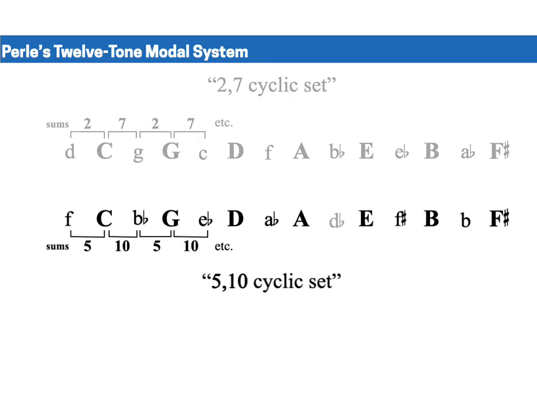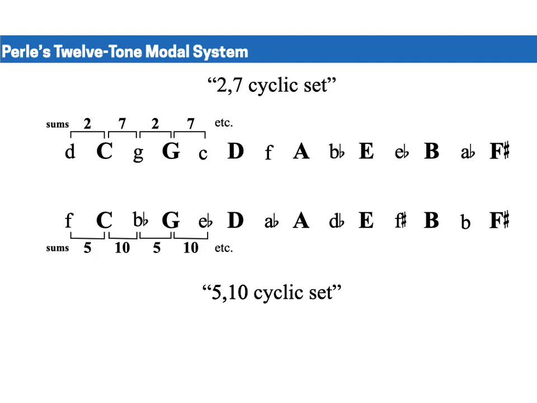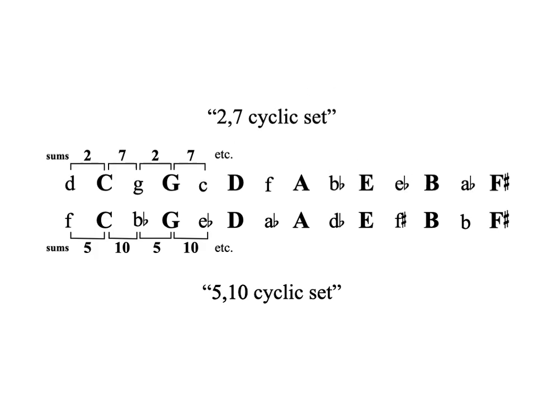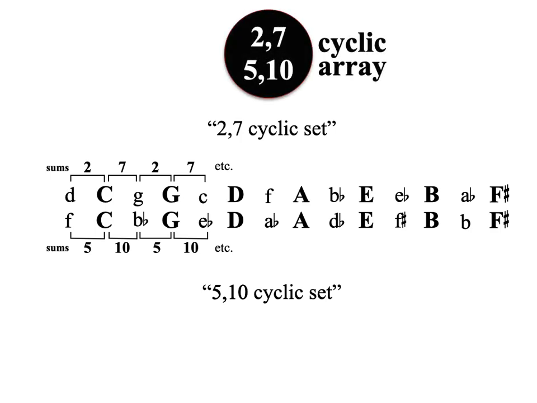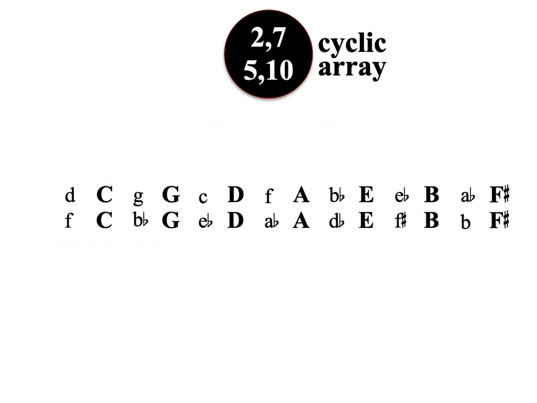The vertical alignment of two cyclic sets forms what Perle calls a cyclic array. As shown on the screen, the 5-10 cyclic set is vertically aligned with a 2-7 set, and this configuration generates a 2-7, 5-10 cyclic array. Perle's cyclic arrays thus create a harmonic palette that he used as a source for composing his works.